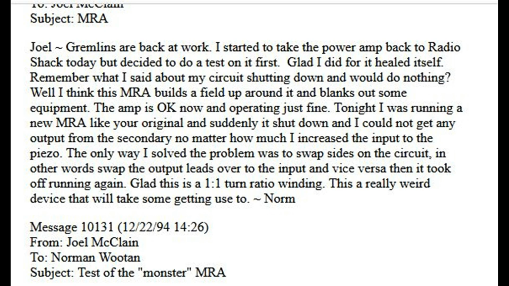2208. From Norman Wooten. To Joel McLean. Subject, MRA. Joel. Gremlins are back at work. I started to take the power amp back to Radio Shack today but decided to do a test on it first. Glad I did, for it healed itself. Remember what I said about my circuit shutting down and would do nothing? Well, I think this MRA builds a field up around it and blanks out some equipment. The amp is okay now and operating just fine.